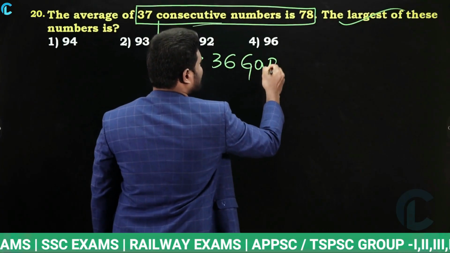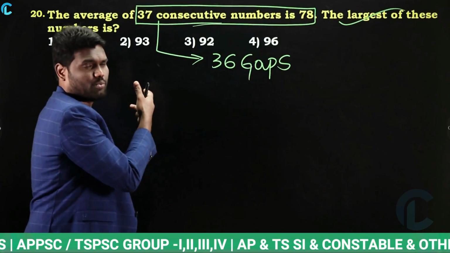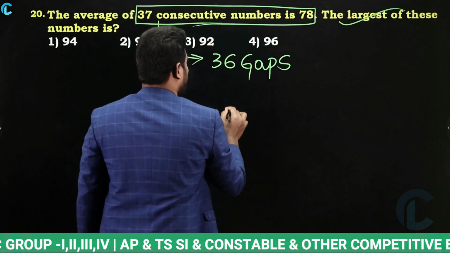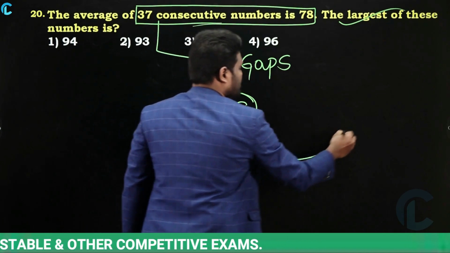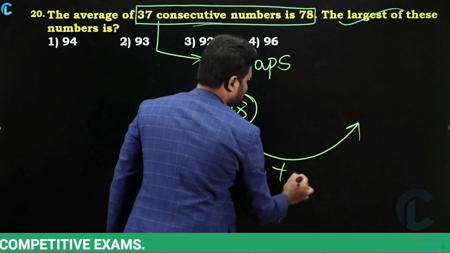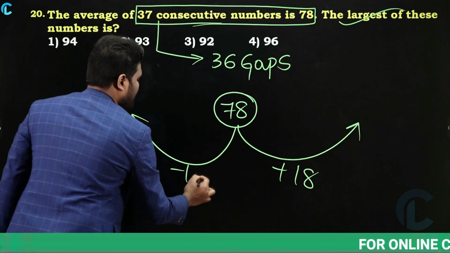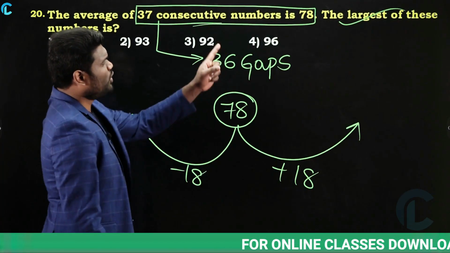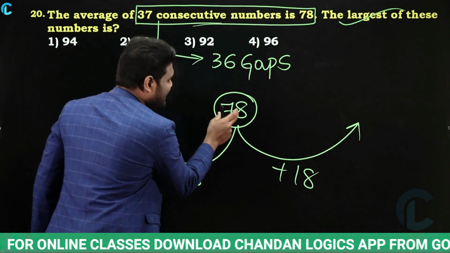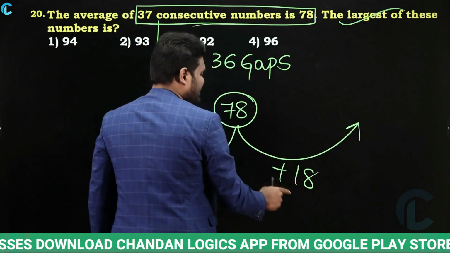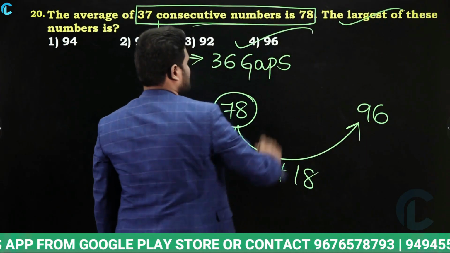As it is 36 gaps, now it is going to be 18 forward, 18 backward. Now average is nothing but 78. As the average is 78, it is going to be 18 gaps towards front. Similarly, you will have 18 gaps towards back. Now you need to know the largest number. It is going to be 78 plus 18, which is 96. So the highest number is 96.